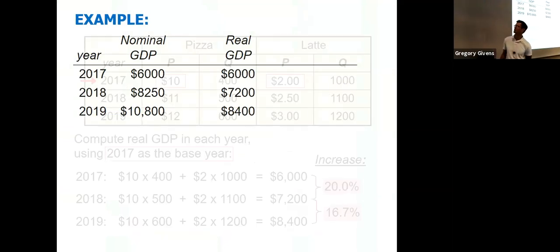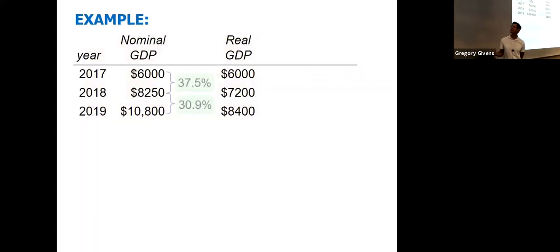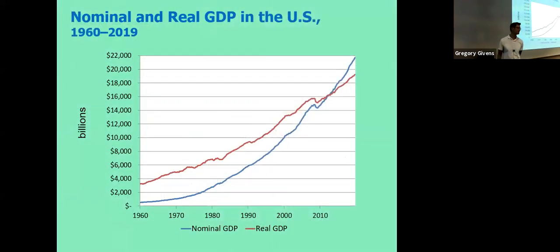Let me go back a couple of slides. Did you guys notice what real GDP was in 2017 in our little pizza latte example? It was the same as nominal GDP. Why? Because we were in the base year. Matt, what do you think 2012 is?